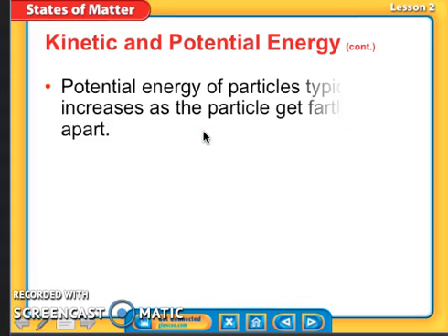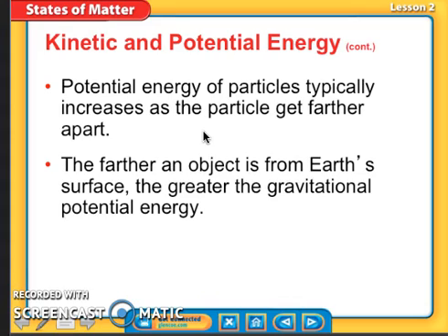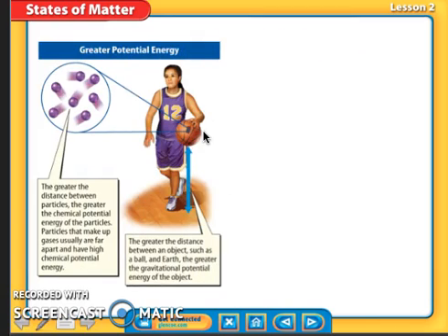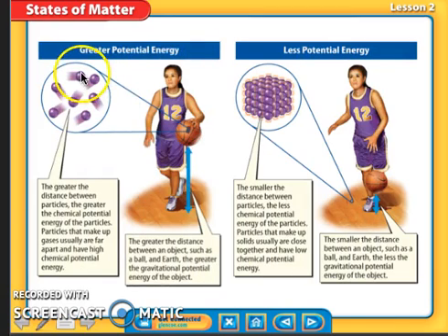Now, potential energy of particles typically increases as the particles get farther apart. That's potential energy, stored energy, and things like that. So the farther the object is from Earth's surface, the greater the gravitational potential energy. That's very similar to what we've talked about. But look at the gases and solids now. The gases in the ball, there's a lot of distance between them, while the solid of the ground, there's smaller distance. The higher I raise the ball, the bigger it's going to bounce because the gas is inside of the ball.